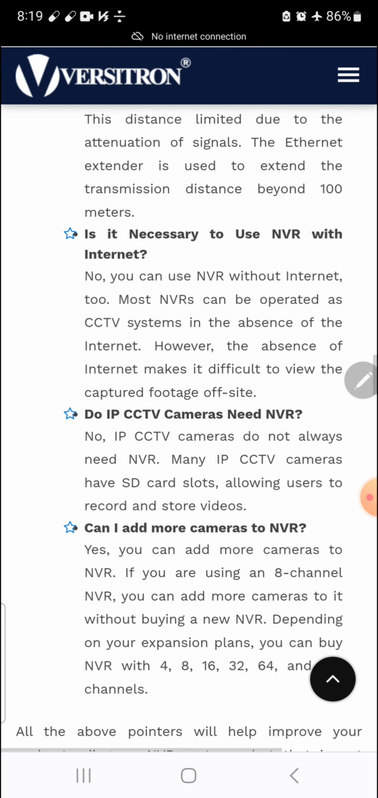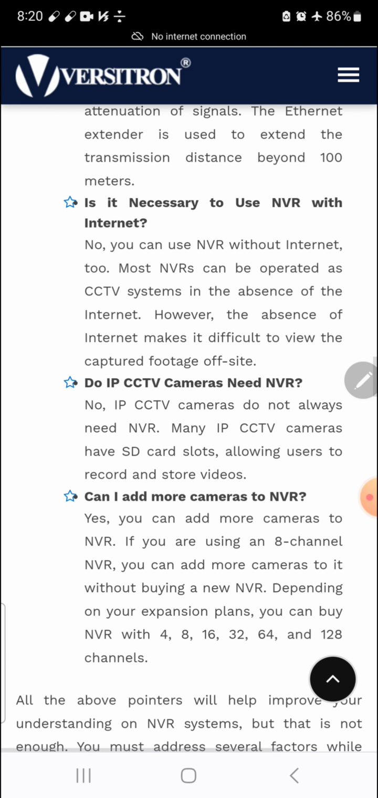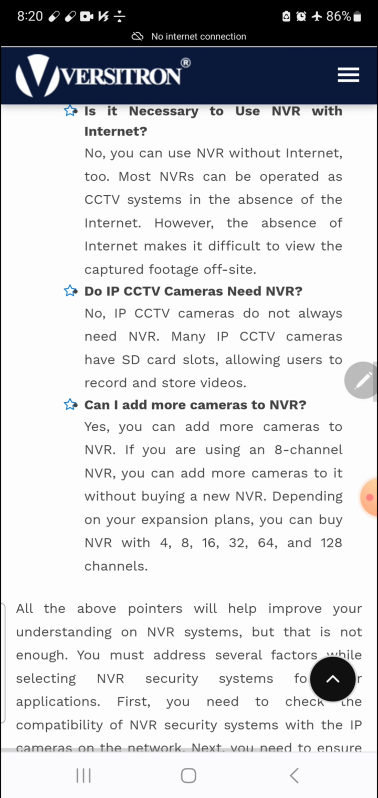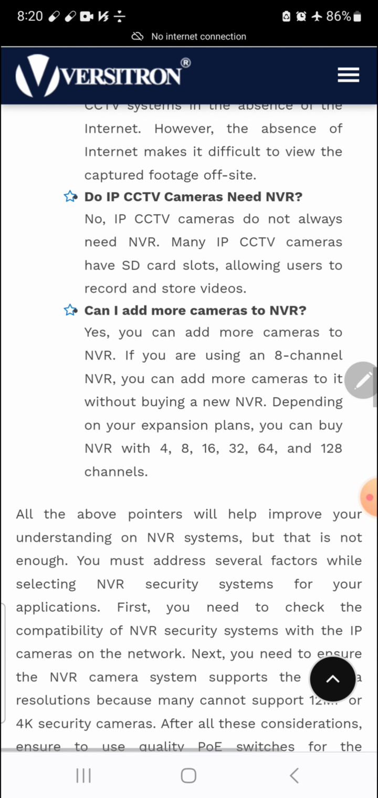Is it necessary to use NVR with internet? No, you can use NVR without internet too. Most NVRs can be operated with CCTV systems in the absence of the internet. However, the absence of internet makes it difficult to view the captured footage off-site.